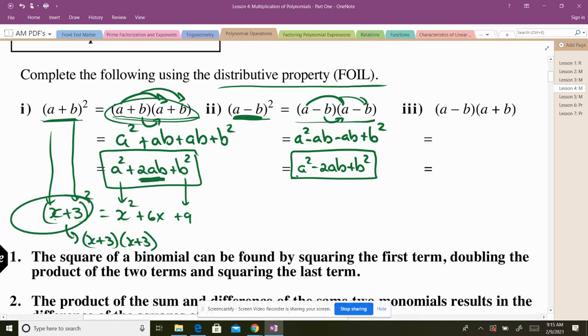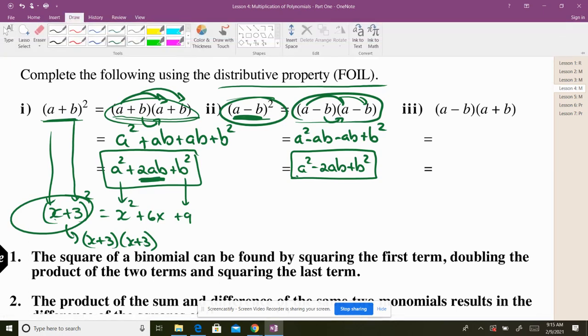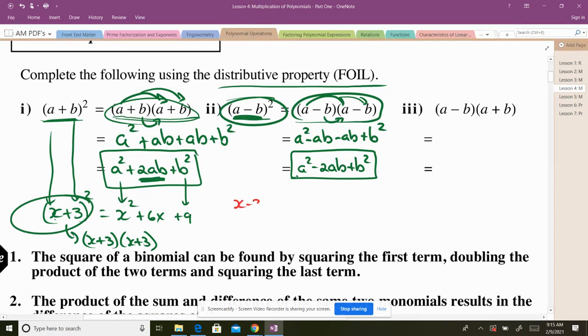The same thing happens with this one. If I had x minus 3 all squared, there's my a, there's my b. So the first term would be a squared, x squared. The last term is b squared. My b is negative 3. If you square it, you get 9. And the middle term is 2ab, but it's a negative, so it's negative 6x plus 9.